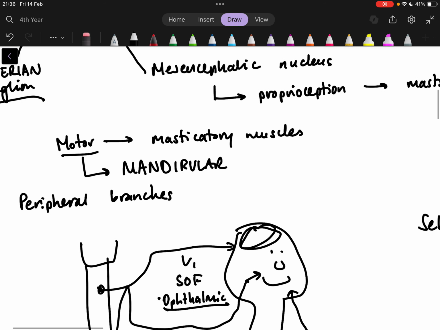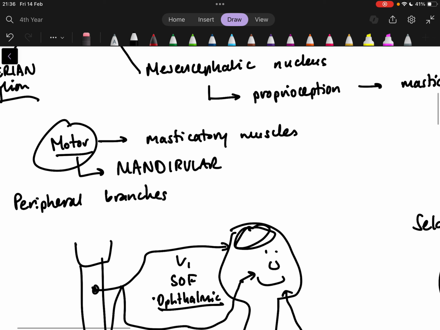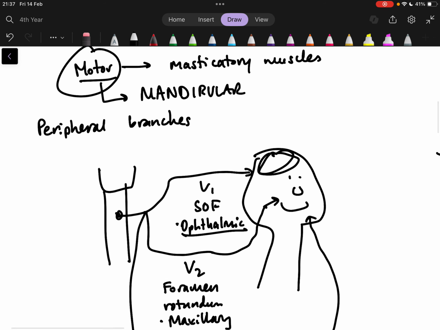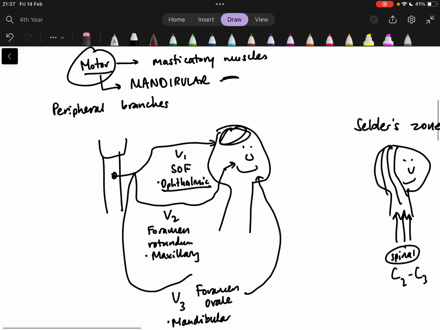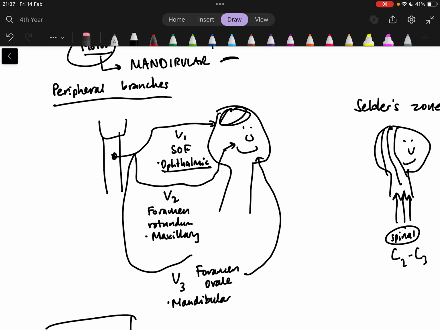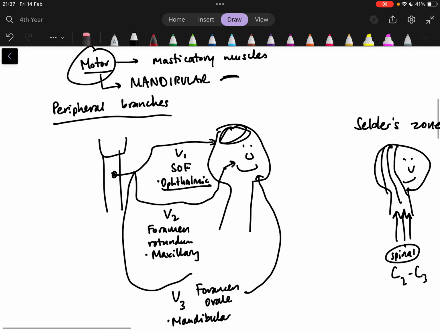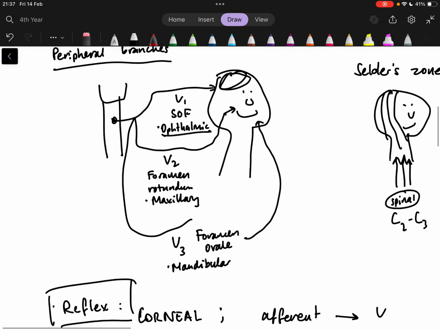Okay, we also of course have the motor function as well, and that's for, like I said, the masticatory muscles, the muscles which are responsible for chewing. So things like the masseter muscle, the pterygoid muscles, and a bunch of other muscles as well. And it's also responsible for the mandibular reflex, which we'll talk about later as well. So when we talk about the peripheral branches, so these are the branches that come out after these nuclei give off their branches, we have 3 divisions, okay? So we have V1, V2, and V3. V1 is ophthalmic, V2 is maxillary, and V3 is mandibular.